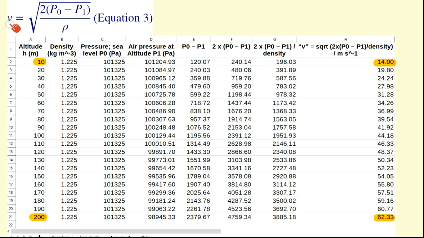So can we calculate the velocity? Yes, we can, because v is the square root of 2 times P0 minus P1 over rho. So doing the same thing, altitude from 10 to 200 meters, all of the spreadsheet values, P0 minus P1, 2 times that, divided by density, and v is the square root of that, and I get values from 14 to 62.33. Interesting.